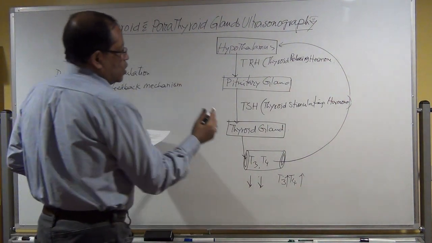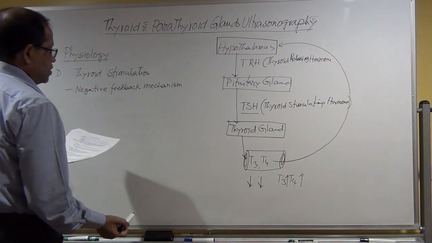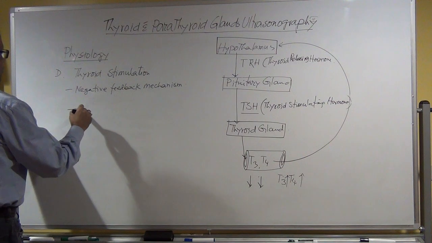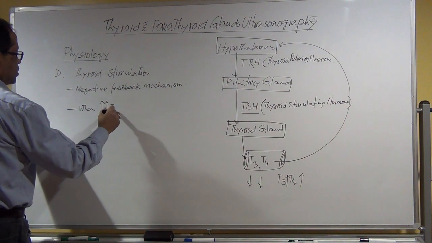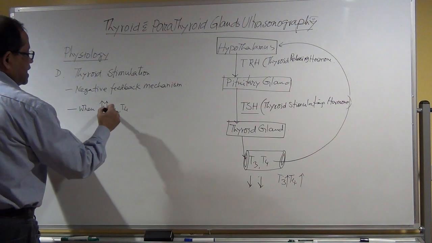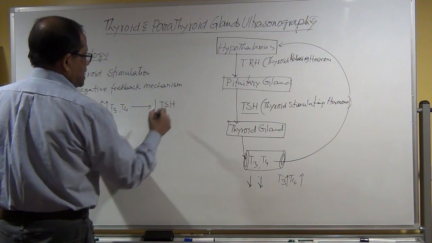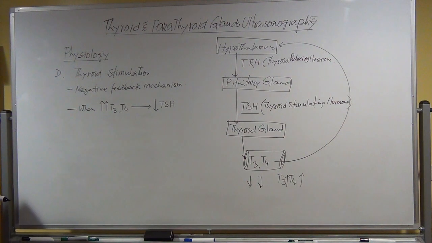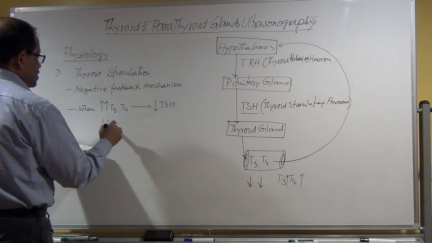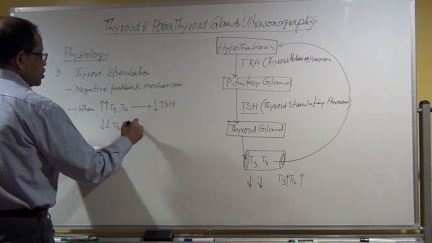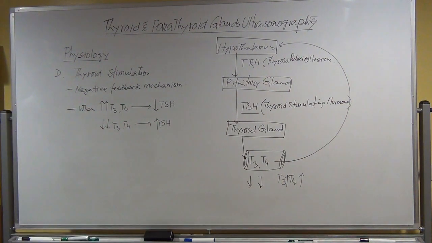Now, look at the connection between thyroid stimulating hormone and T3, T4. When the T3, T4 are increased, then thyroid stimulating hormone, TSH, normally will be decreased. It is inversely related. And when the blood level of T3 and T4 is low, then thyroid stimulating hormone is up. So that's the way it works.